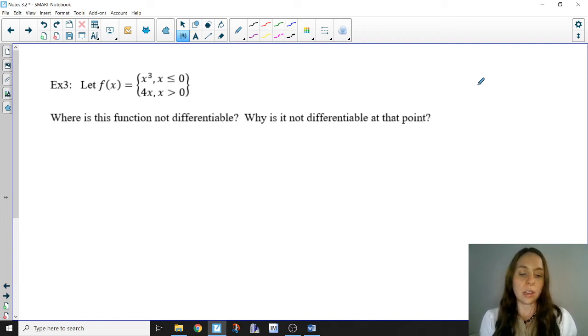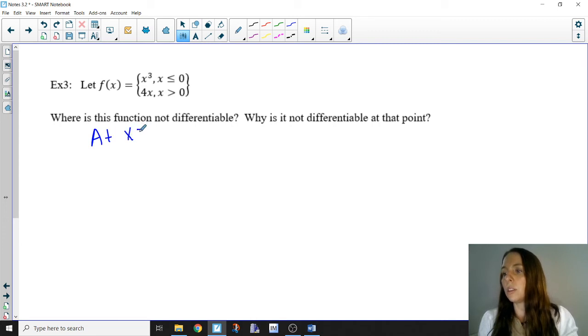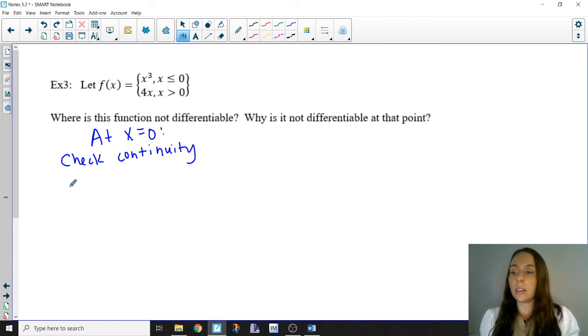Okay, so once again, if we look at the pieces separately, x cubed is differentiable everywhere, and 4x is differentiable everywhere. However, they are splitting at x equals 0. There's a boundary point here of x equals 0. So that's our candidate for where it's not differentiable. And the first thing that I'm going to do over here for x equals 0 is check the continuity of f of x at x equals 0. So just like we did in that warm-up problem, I'm going to look at the limit as x approaches 0 from the left.